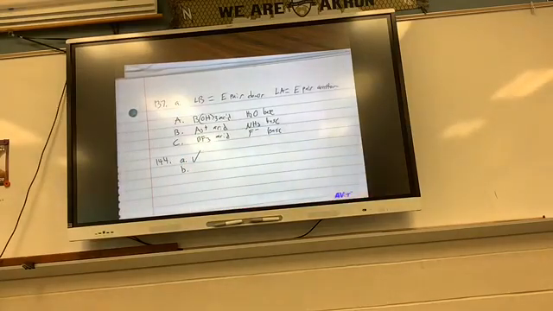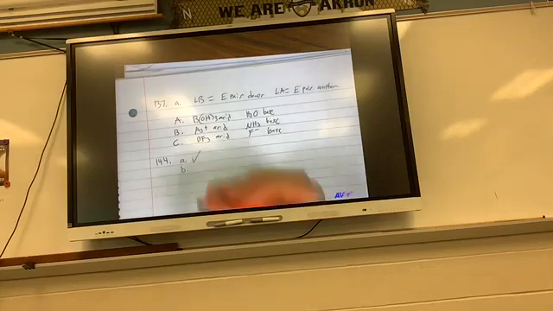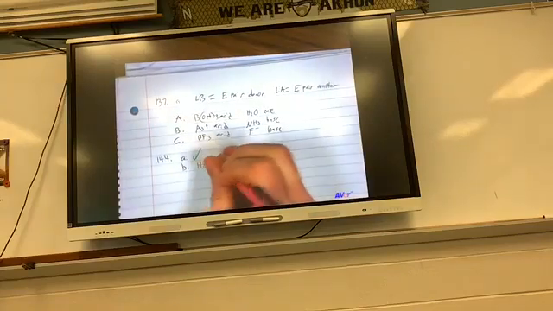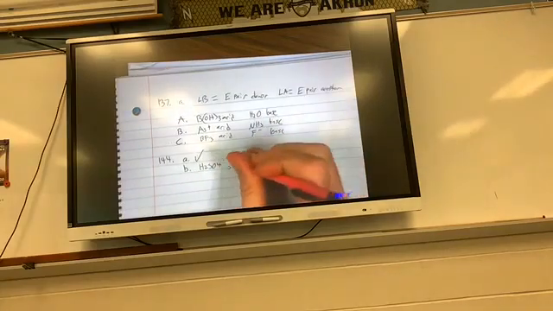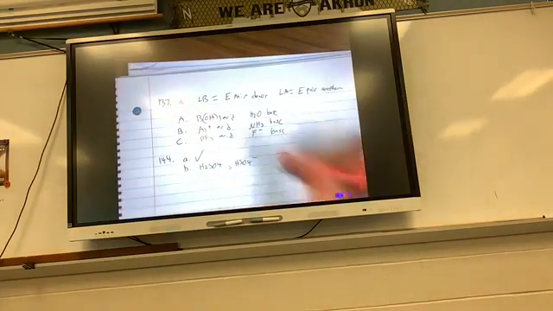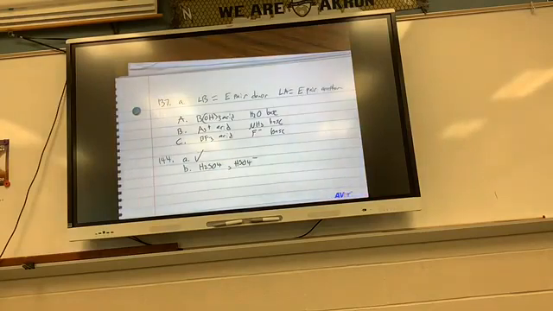B, H2SO4 and SO4 2 minus. Yes or no? No. Why? Because that's diprotic, and the SO4 2 minus would have to gain 2 hydrogens. H2SO4, how many protons can it give away at a time? Only one. So what is my actual conjugate base going to be? HSO4 minus. You can only give away one H at a time.